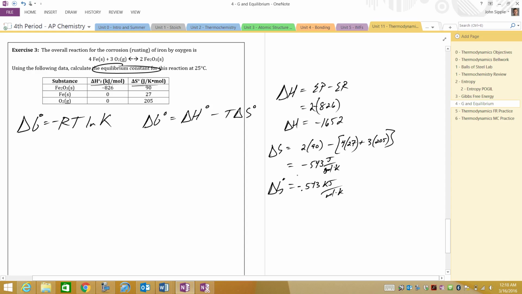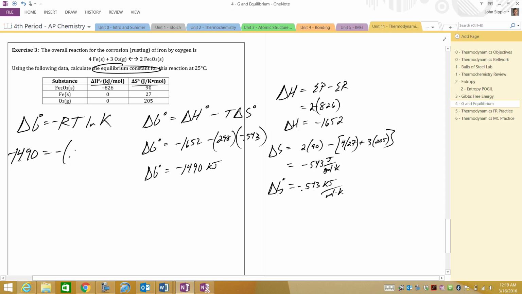So we got delta S, we got delta H, we plug those guys in to find delta G. So delta G is equal to negative 1652 minus 298 times a negative 0.543. So ultimately our delta G naught is equal to negative 1490 kilojoules. And now we're ready to plug that into our equilibrium expression formula over here. So we can find our K value.